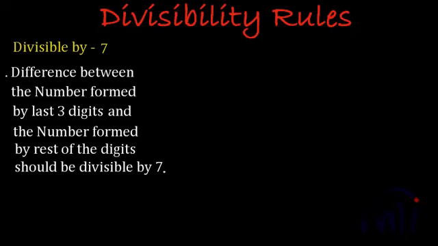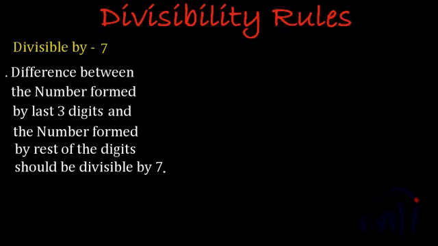Hi, so today we are going to learn the divisibility rule of 7. That means how to check if a number is divisible by 7 or not. This divisibility rule actually applies to numbers which are 4 digits or more, right? So the numbers in thousands and above can be checked by this rule.